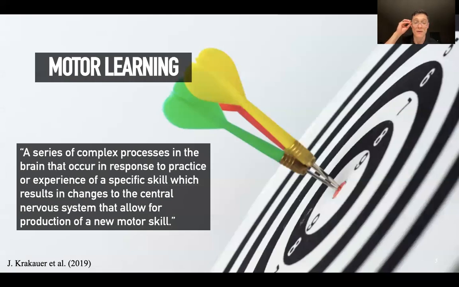So before I get into the interventions themselves, I just want to go over a quick definition that I read when I was looking at some of the research. This definition is by Krakauer et al. It states that motor learning is a series of complex processes in the brain that occur in response to practice or experience of a specific skill, which results in change to the central nervous system that allows for production of a new motor skill.